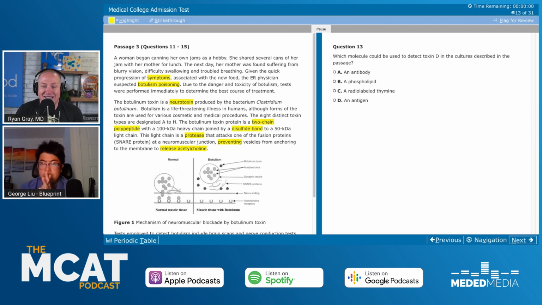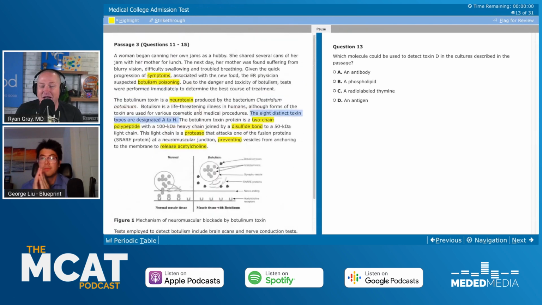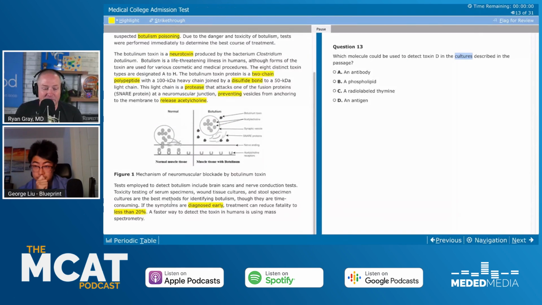All right. So toxin D in the cultures. So we have 8 distinct toxins, A to H. I don't remember specifically learning about toxin D. So that may just be throwing us off, right? I think they just want to know, how do you detect this thing? And culture, I'm assuming that's talking about a blood culture, or stool specimen culture. Which molecule to detect toxin D?